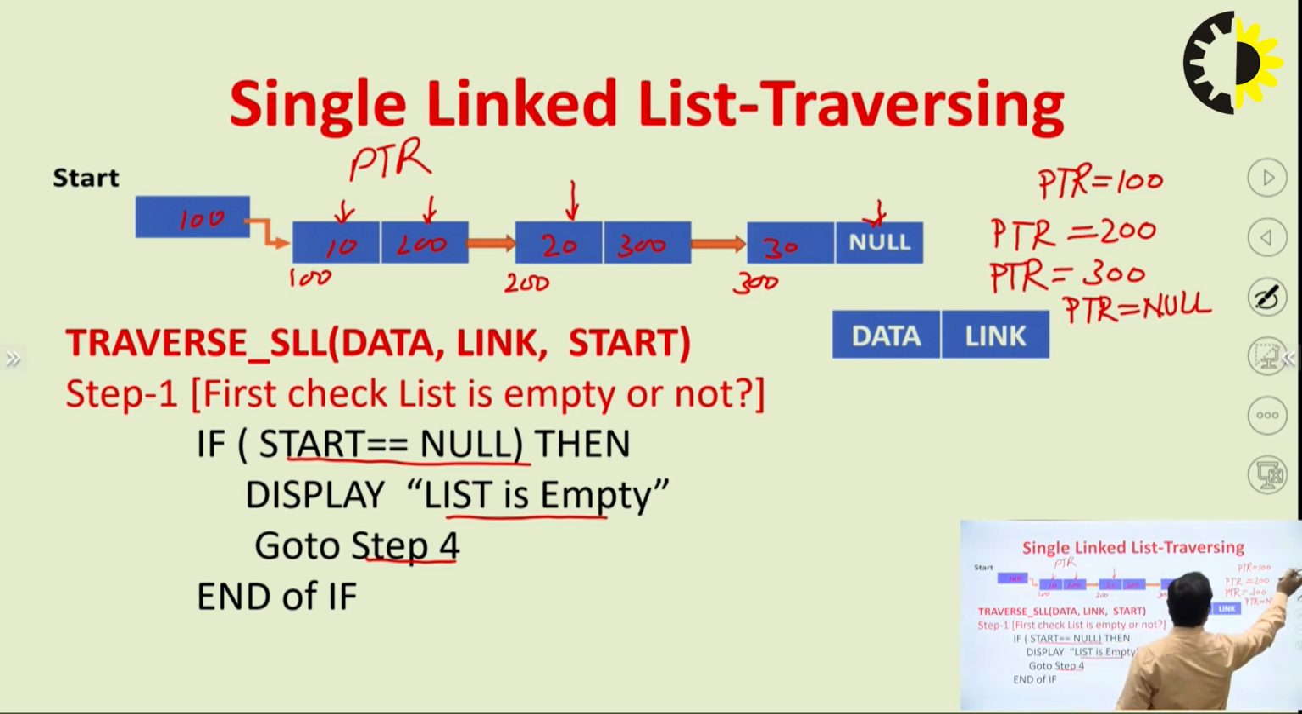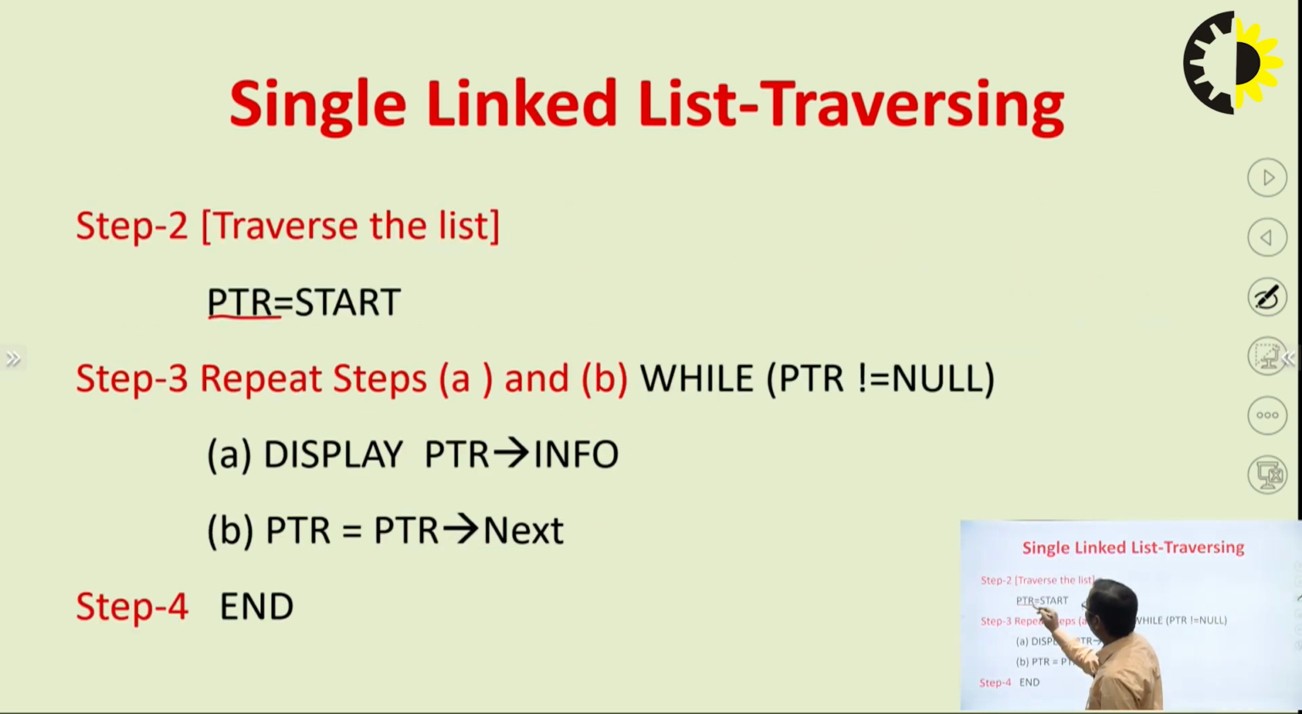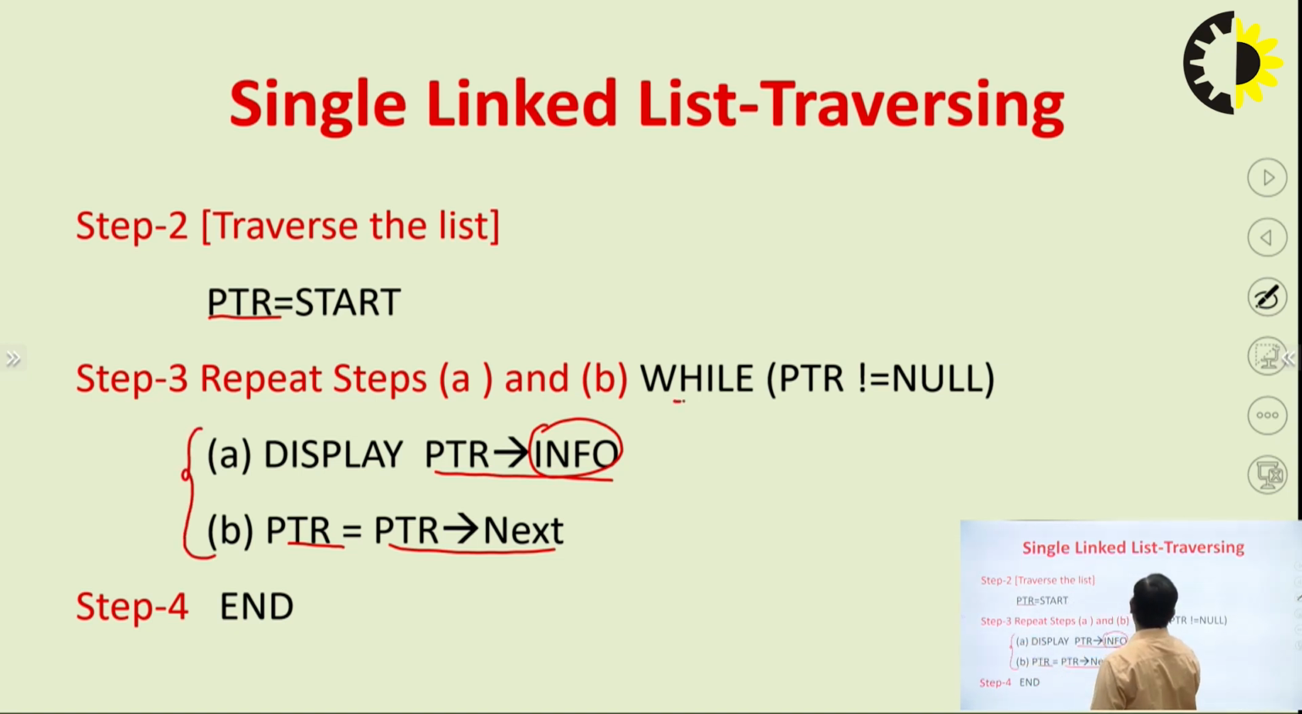So here we have initialized PTR with the first node address. Now display the info field, PTR arrow info. Info is the information field. Now update the PTR. At each iteration PTR will be updated, so it will contain the address of the next node. That means PTR equals PTR arrow next. Now both of these two steps will be repeated while PTR not equals to null. As soon as PTR contains null, that means your list has been traversed and you have to stop the condition. So this is the traversing case.